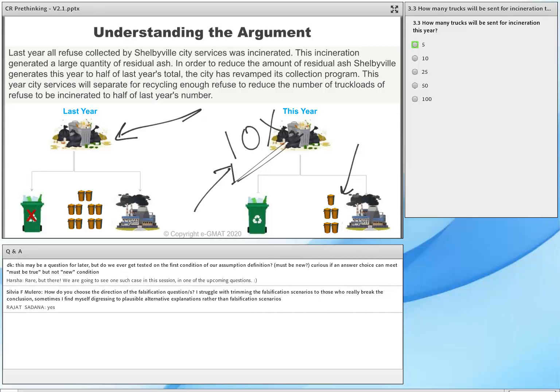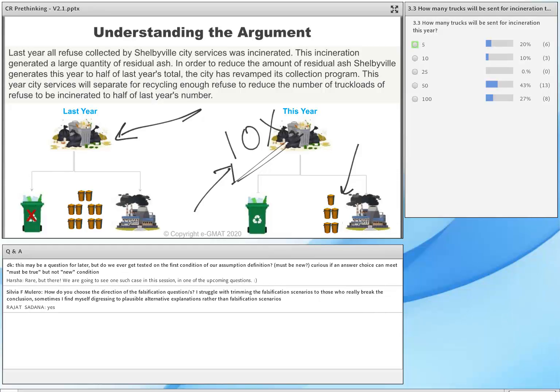Let's get the responses. 5, 4, 3, 2, come on, and 1. This is a test of your ability to understand the argument. All right, let me end the poll and broadcast the results. You can see only 20% of you chose 5, and 5 is the correct answer. A majority of you, or close to a majority, chose 50. In fact, 50 plus 100 is about 70% of the entire group here.